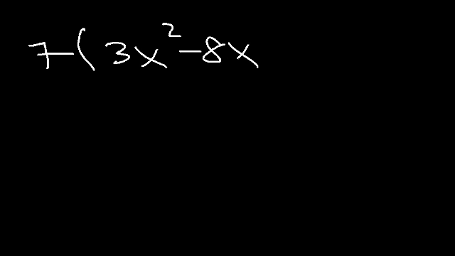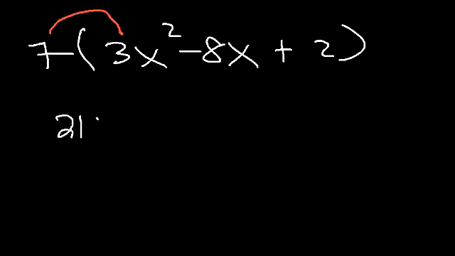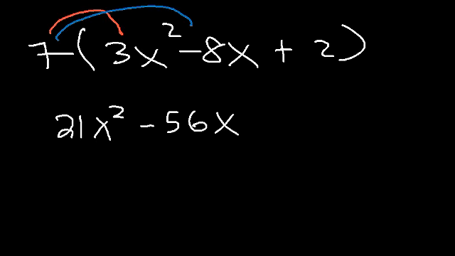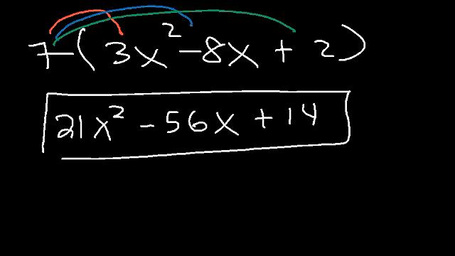Let's try another example using the distributive property. So try this one. 7 times 3x squared minus 8x plus 2. So let's distribute. 7 times 3 is 21. The x squared will carry over. 7 times negative 8x is negative 56x. And 7 times positive 2 is positive 14. So that's how you can use the distributive property to simplify expressions.